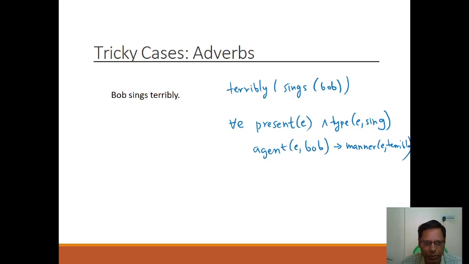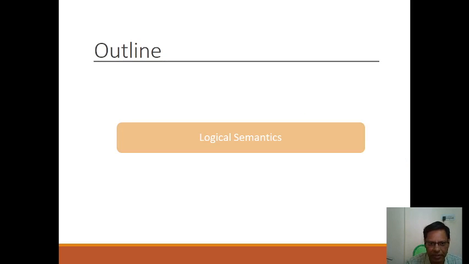Bob sings terribly. Terribly sings Bob. Okay, it is converting to machine language, an easily understandable language. For all E, present, R type. Okay, this is the sequence of the statements of relations. Okay, agent E Bob, manner, like this.